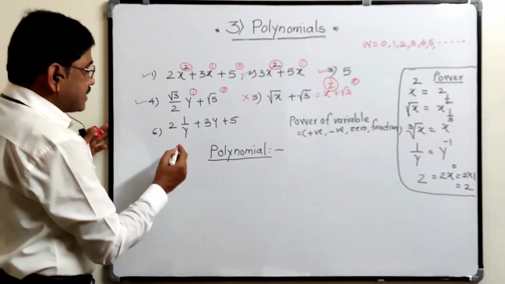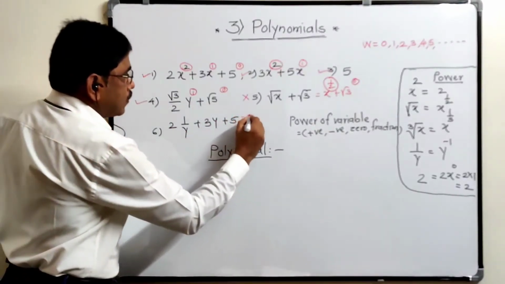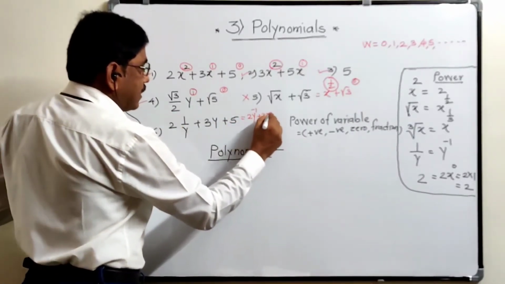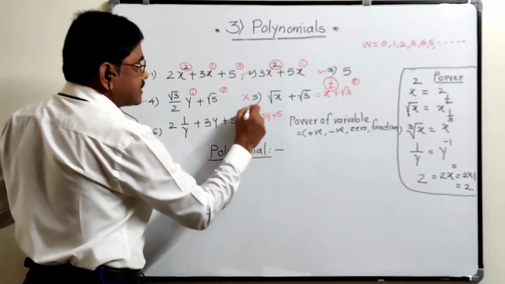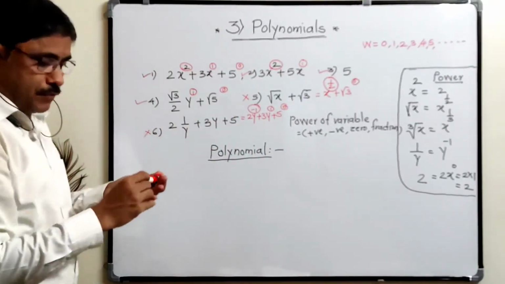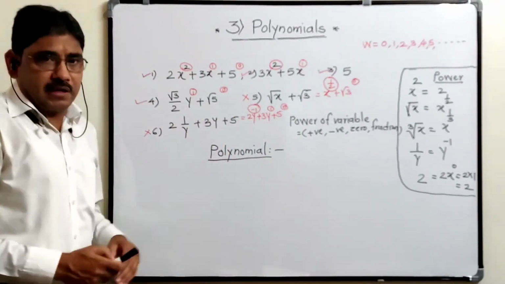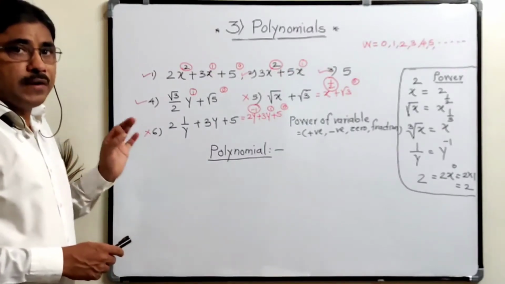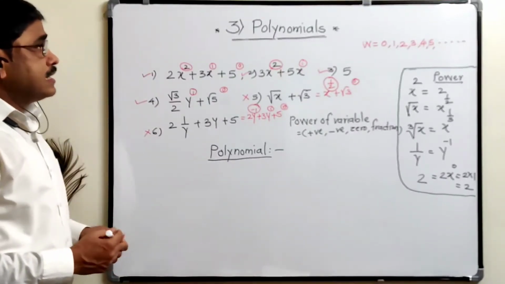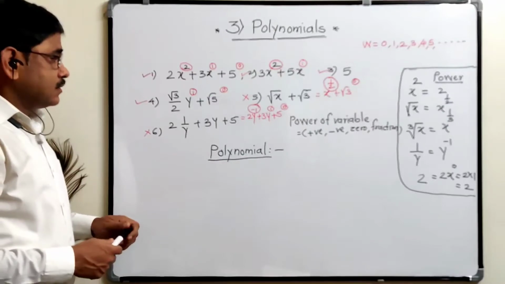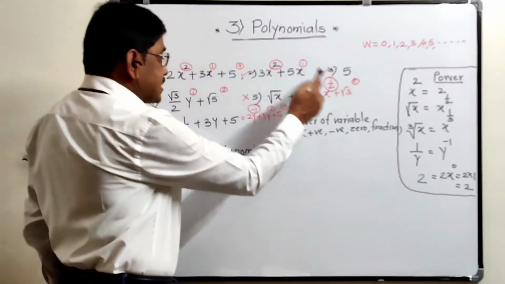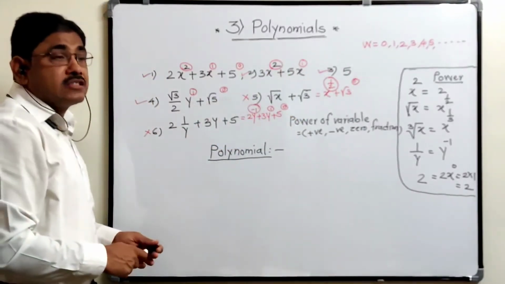Here this can be written as 2y raised to minus 1, because 1 upon y means minus 1, plus 3y plus 5. So here the power is negative, here it is 1, here it is 0, but here in first term it is negative. So how to define that polynomial? If the power of variable in the given algebraic expression is a whole number, then the algebraic expression is called polynomial. And whenever it is fraction or it is negative, then it is not a polynomial.